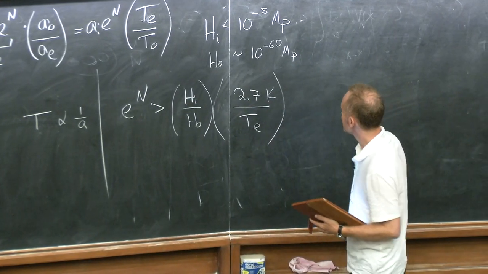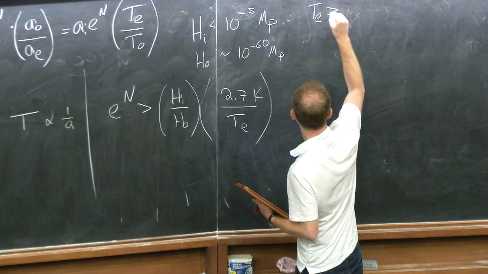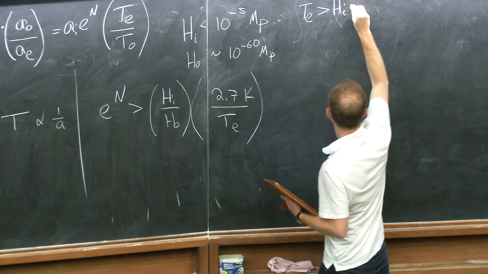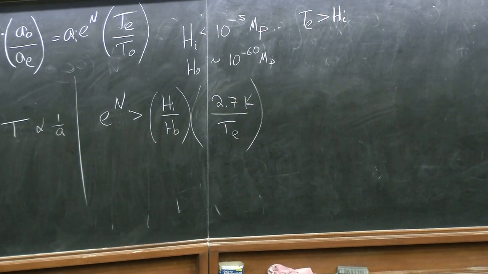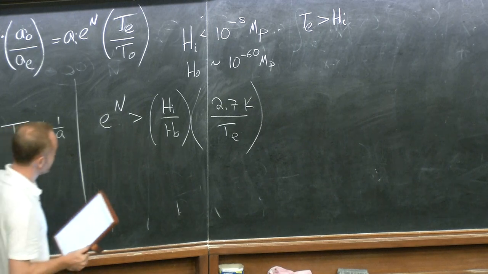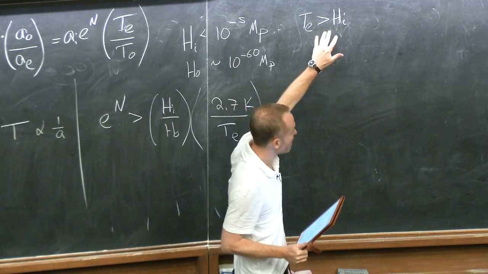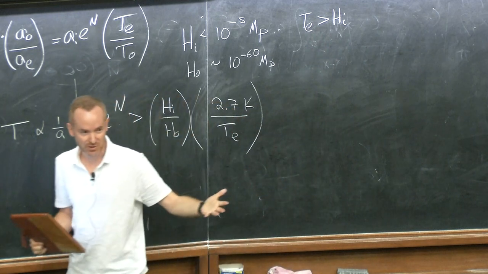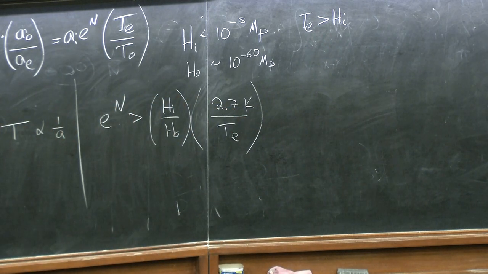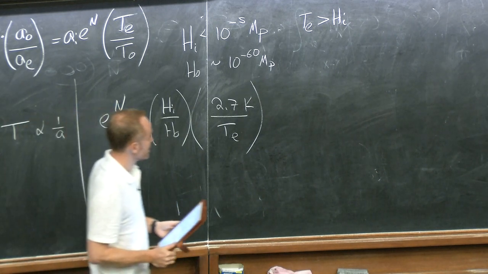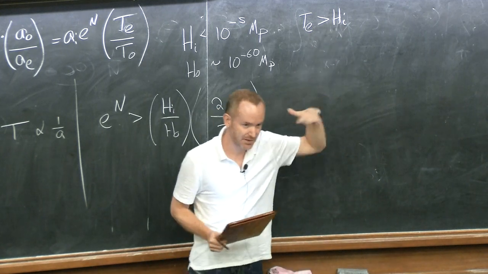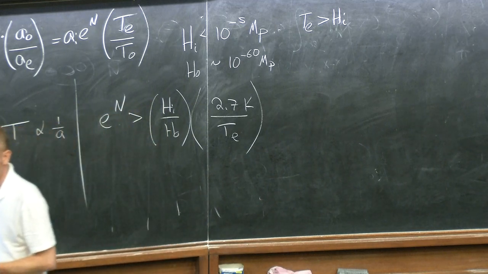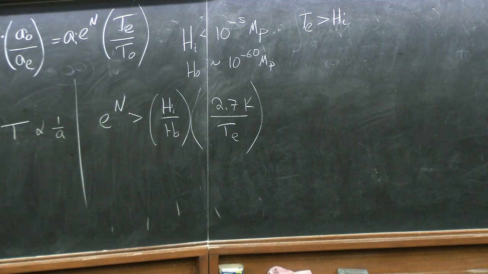What about T at the end of inflation? Well, it had to have been at least H inflation. How do I know that? Well, again, as we're going to discuss, during inflation there's a quantum effect which creates a temperature. So even if you start in the vacuum with no particles, it doesn't last. The space produces radiation with a temperature that's of order H. And so the temperature at the end of inflation certainly can't be lower than that. It can actually be higher quite easily, depending on what happens at the end of inflation, but it certainly can't be lower.